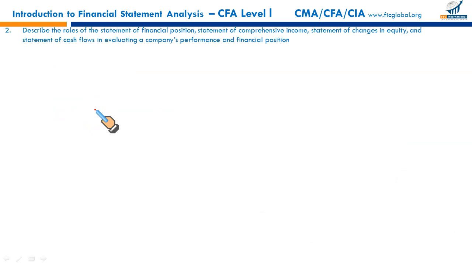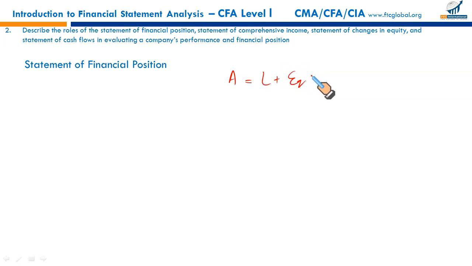Moving on to your next reading: describe the role of the statement of financial position, statement of comprehensive income, statement of changes in equity, and statement of cash flows in evaluating a company's performance and financial position. Doing it bit by bit. First, the statement of financial position, also called the balance sheet. It is a statement at a particular point in time that shows the company's assets, liabilities, and equity. It's simply a statement showing assets, liabilities, and equity.